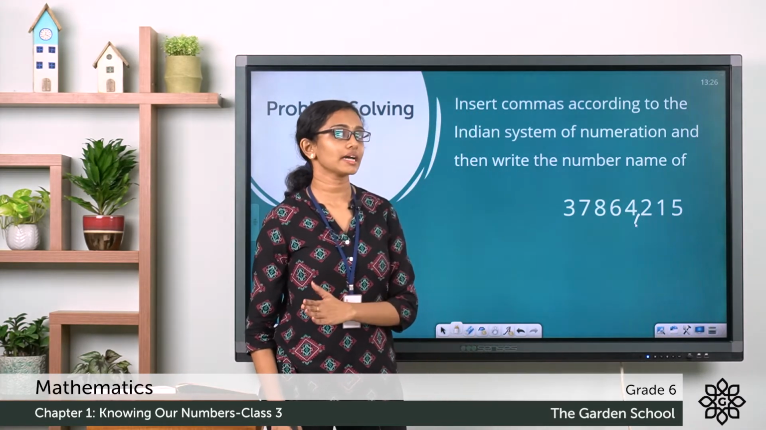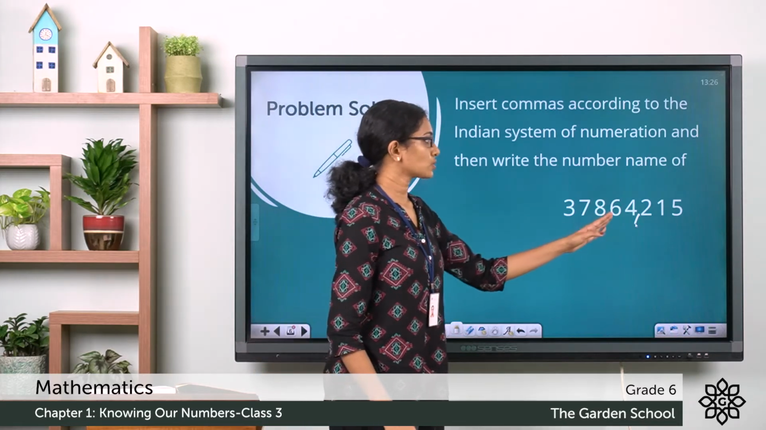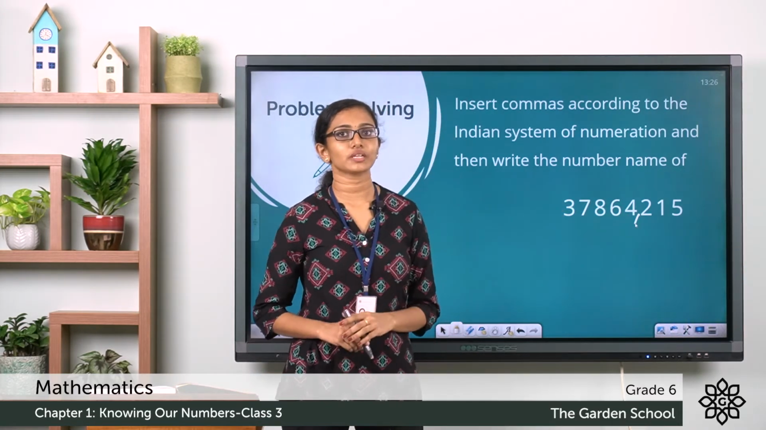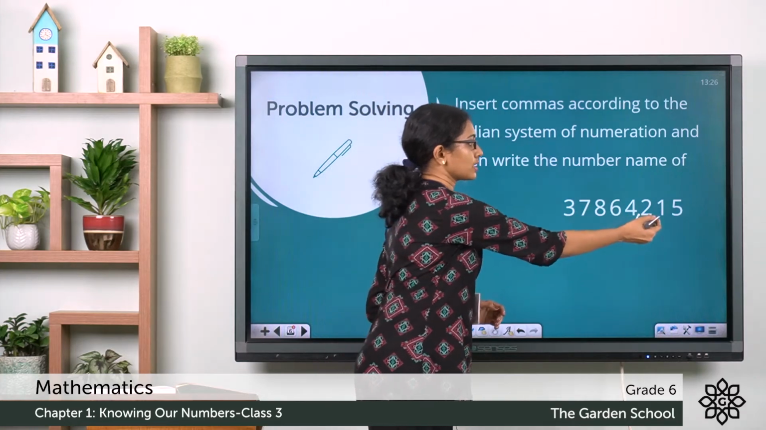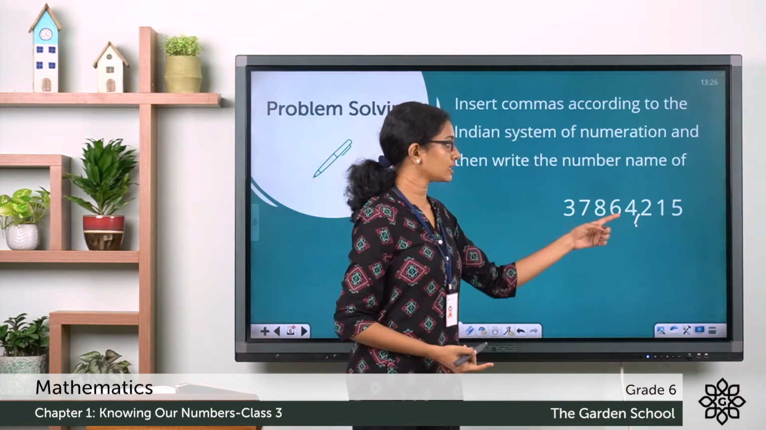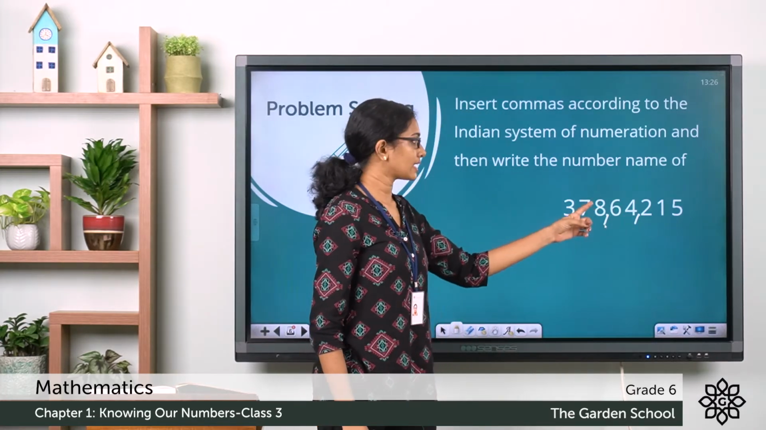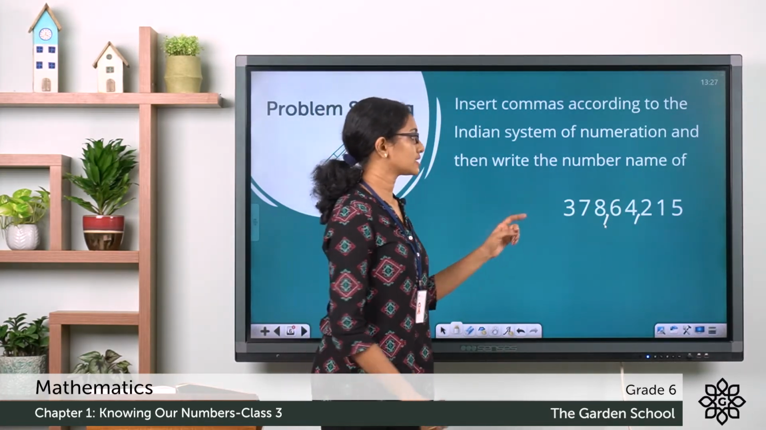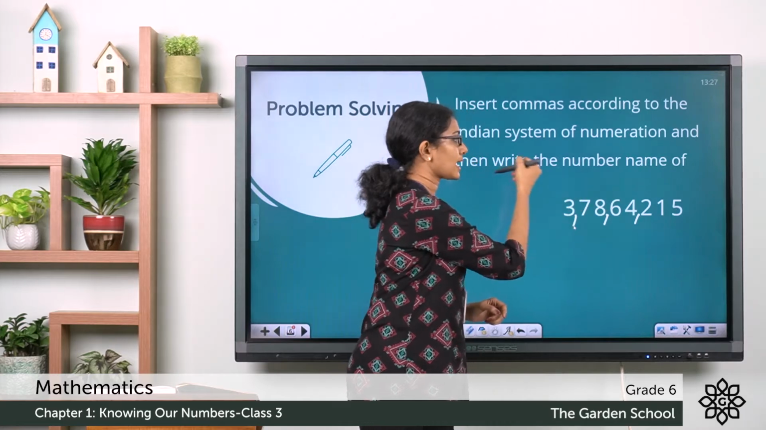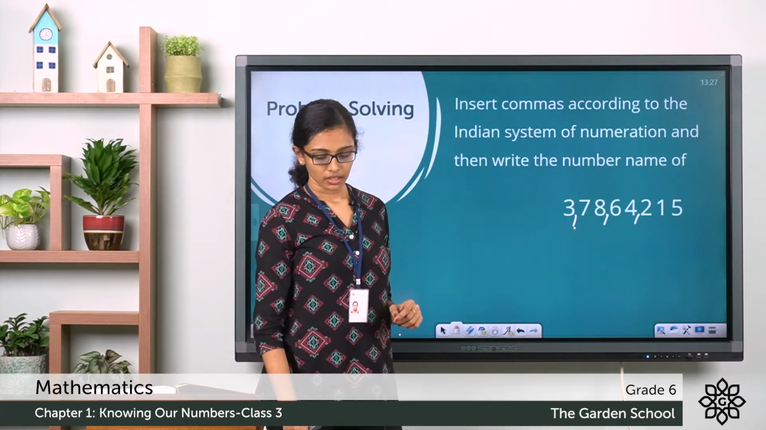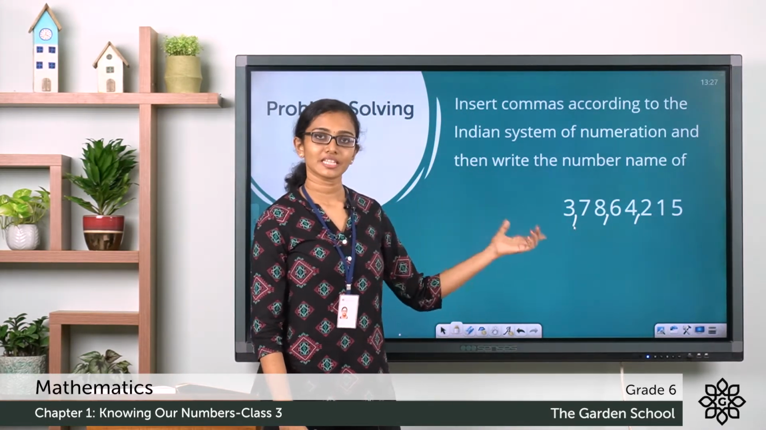Now for all the higher periods we have only 2 places. So after every 2 digits you have to insert a comma in between. So here we have separated the ones period. Now let's separate the thousands period and the lakhs period. Now let's separate the lakhs period and the crores period. So we have inserted commas and separated the periods.